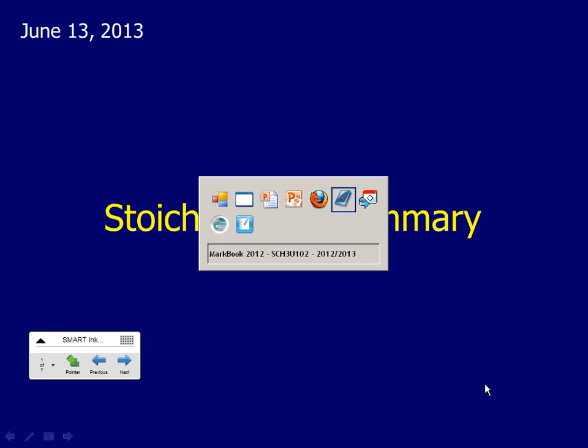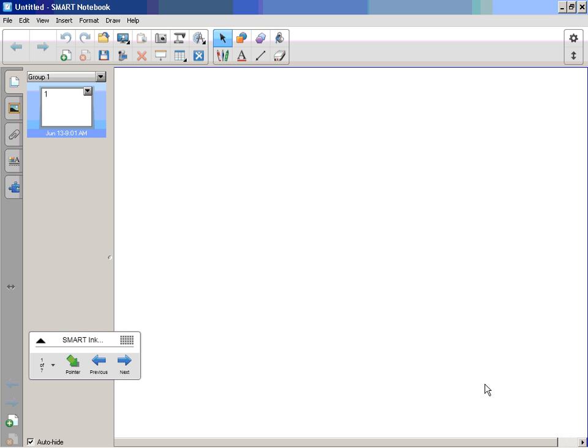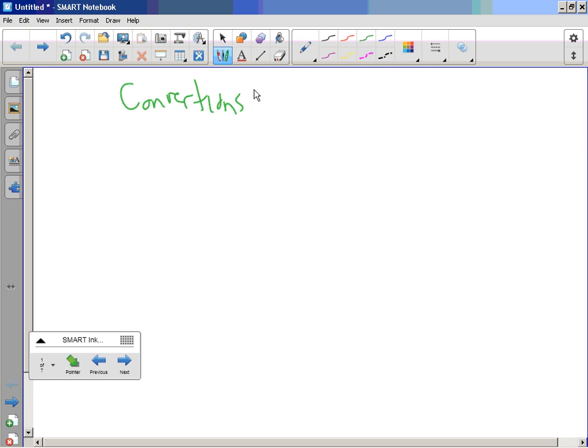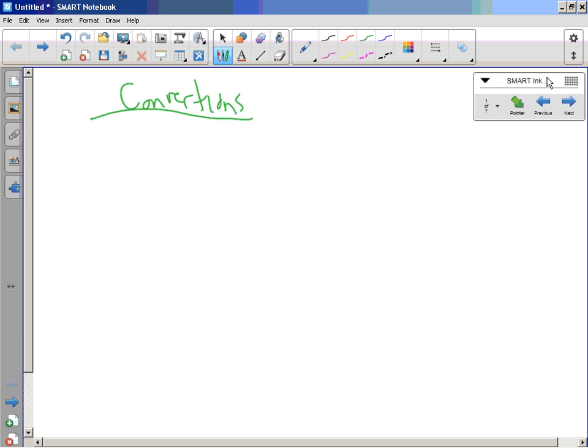I am just going to use a page on Smart Notebook here, and I just want to make a list of all of the possible conversions that we've done. Now, it is in that map, but I want to present it in a slightly different way so that we think about it a little differently. So essentially I'll be writing down a list of the different conversions that we've dealt with, and I'm just going to make a list of them.